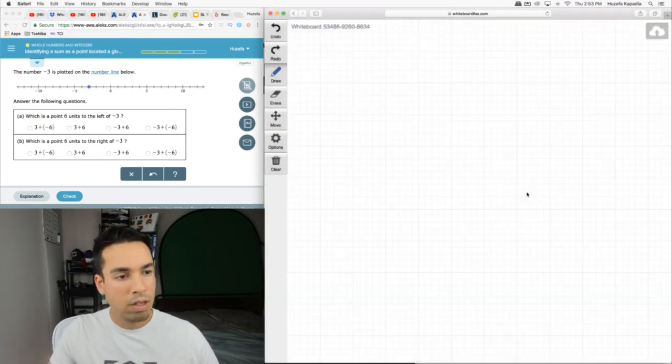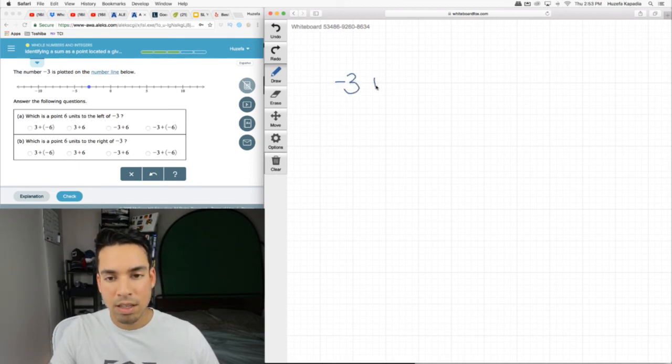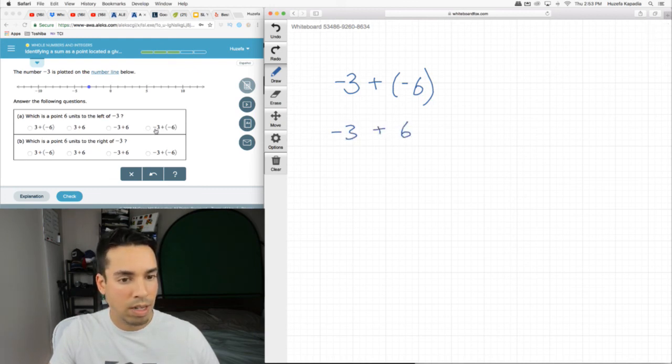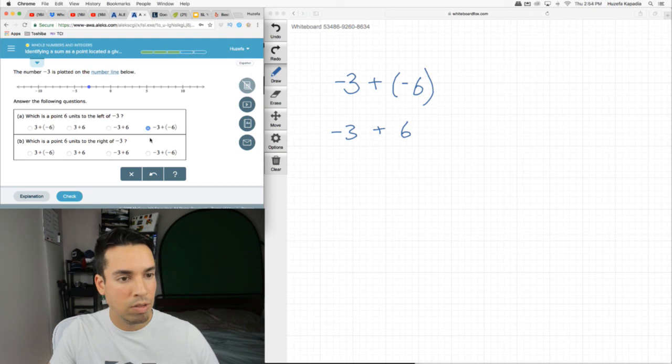Okay, last one, the number -3, which is a point 6 units to the left of -3. Again, to the left means we're adding -6 units. This one is 6 units to the right. That's a -3 plus +6. So -3 plus -6 is right here. Whoops. -3 plus +6 is right there.